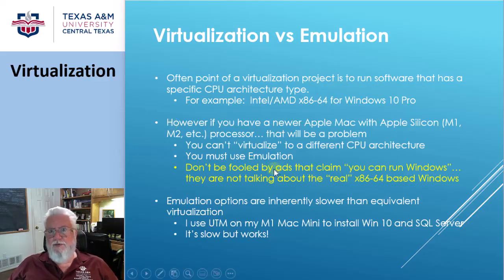And I'll tell you, if you go to the Parallels website, it says, "Oh yeah, you can run Windows." Don't believe it. Well, they're not lying. You can run the ARM version of Windows. ARM is the name of a CPU architecture. That's not what we want. So that was never going to work. So I use UTM. I have an M1 Mac Mini, and I use UTM, and I installed Windows 10 and SQL Server, and they all work. I mean, not necessarily fast, but it all works.